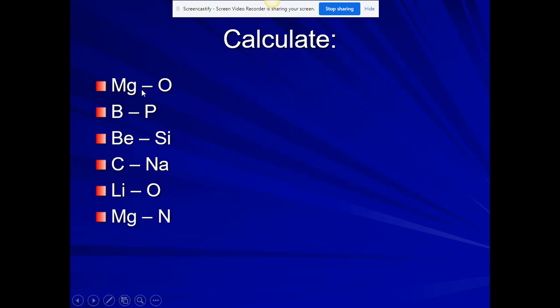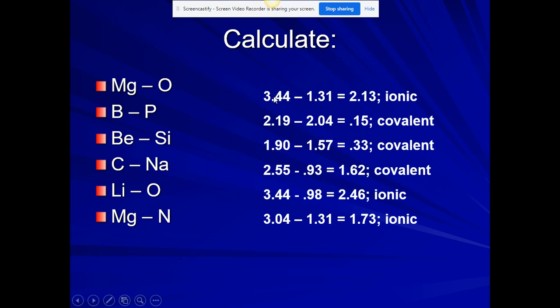We've in the past said, and I kind of cheated at the beginning because I said, well, let's just look and see if it has a metal in it. Metals tend to form ionic bonds. So here I have an example of magnesium and oxygen. Those values of 3.44 minus 1.31 are the electronegativities for those two elements. That difference is 2.13. Based on this number, now I can say, yes, it's ionic.